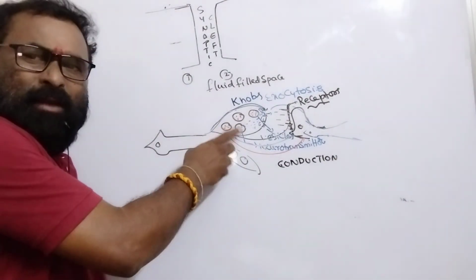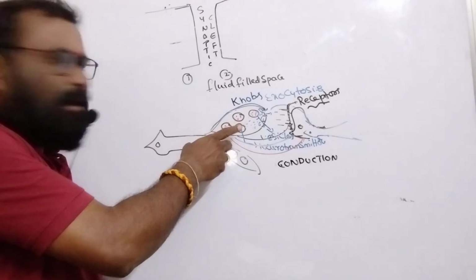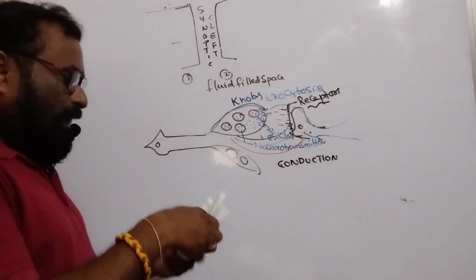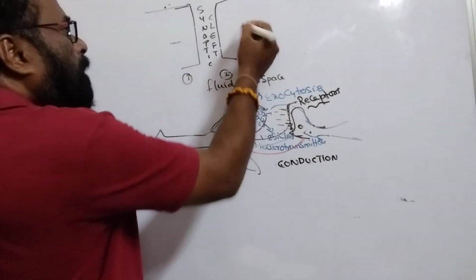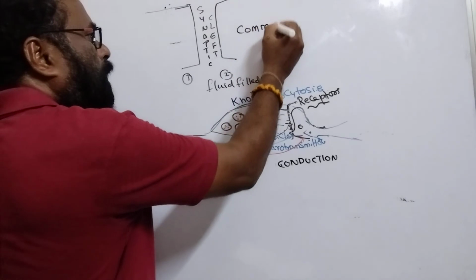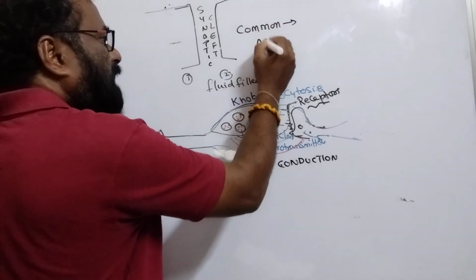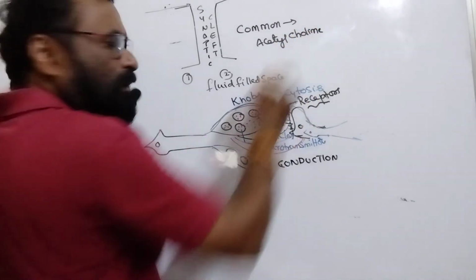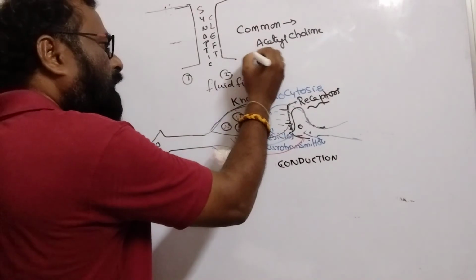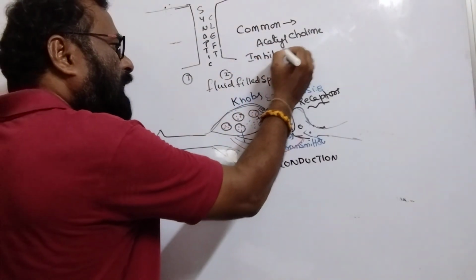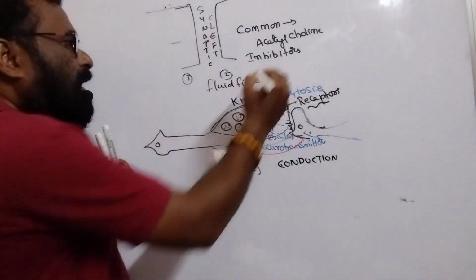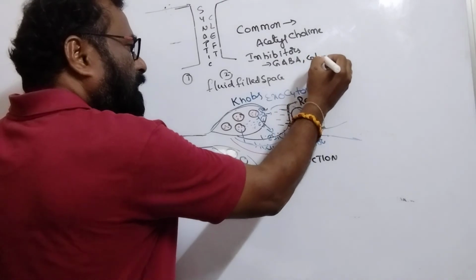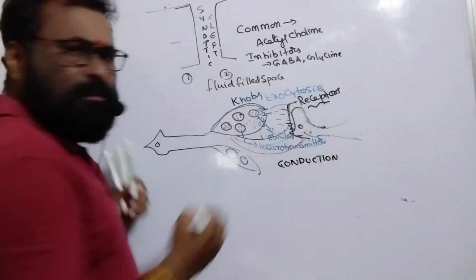Here, different types of neurotransmitters are liberated. The common neurotransmitter is acetylcholine. There are also inhibitory neurotransmitters: gamma-aminobutyric acid, GABA, and glycine are the inhibitory ones.